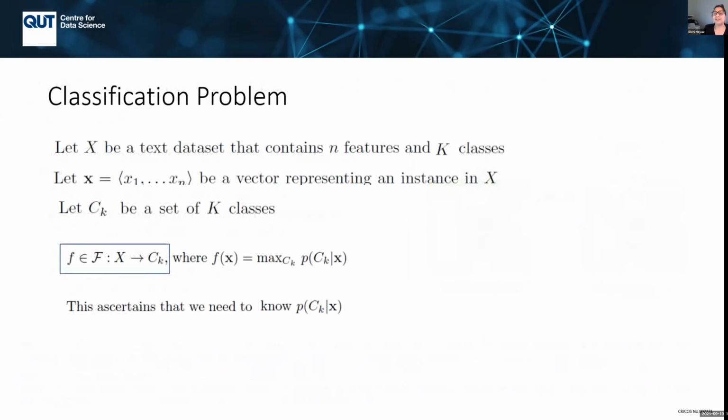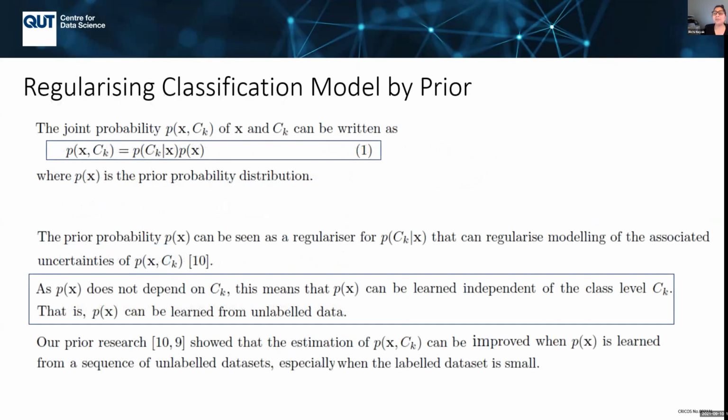As we all know, let X be a text data set and C_k be the classes. The objective of any classifier is to build a search space, or the boundary space, where we can learn the probability of a class given an instance. It is important for us to know this conditional probability of the class given X. The joint probability of X and C_k can be written as the probability of C_k given X, with the prior of the data set distribution.